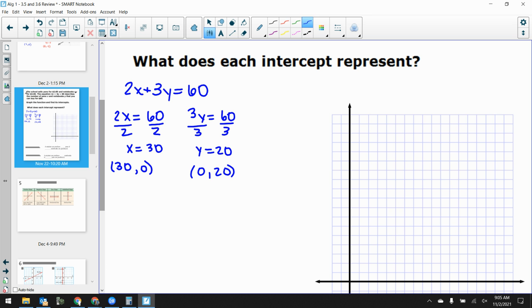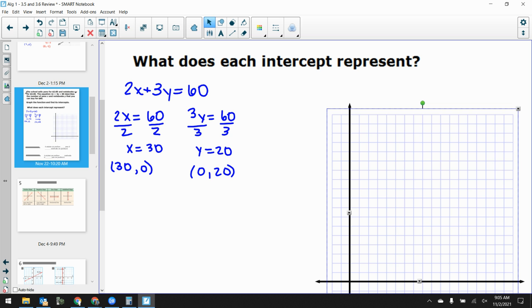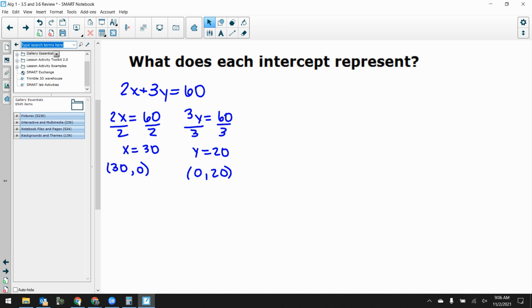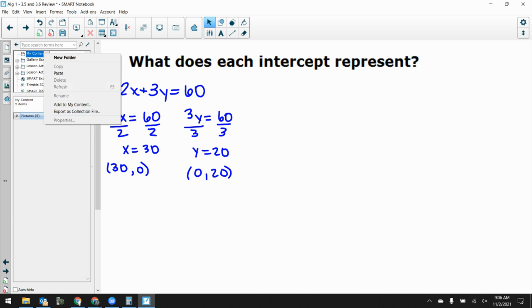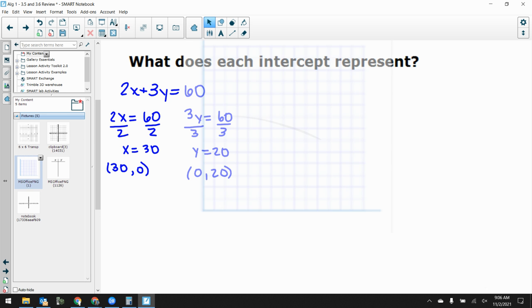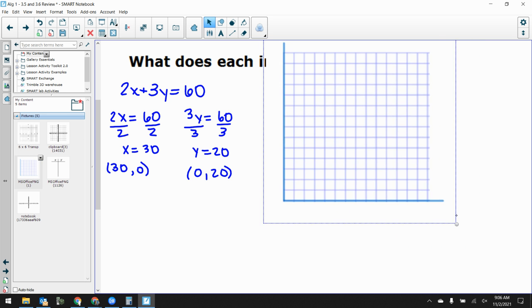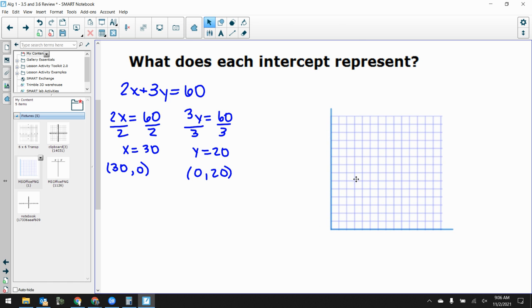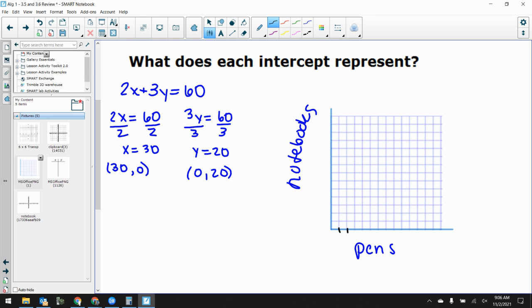Now, the graph that I give you, I'm actually going to change out this graph. I don't love this one. The graph that they give you isn't the best because you end up having to just go by fives. So let's go by fives. X is pens, Y is notebooks. So if I go by fives, there's 5, 10, 15, 20, 25, 30, 5, 10, 15, 20, 25, 30.